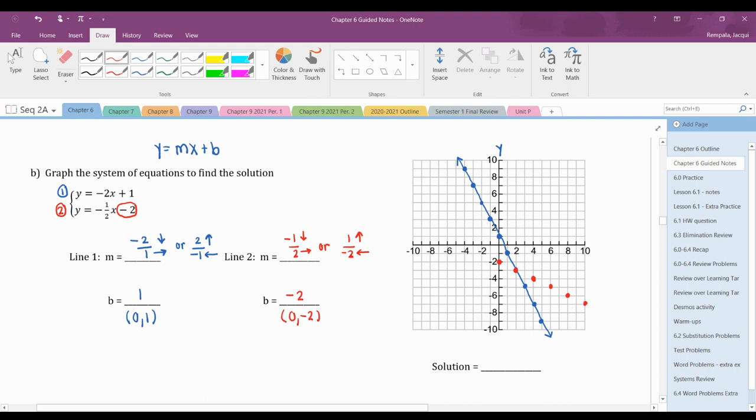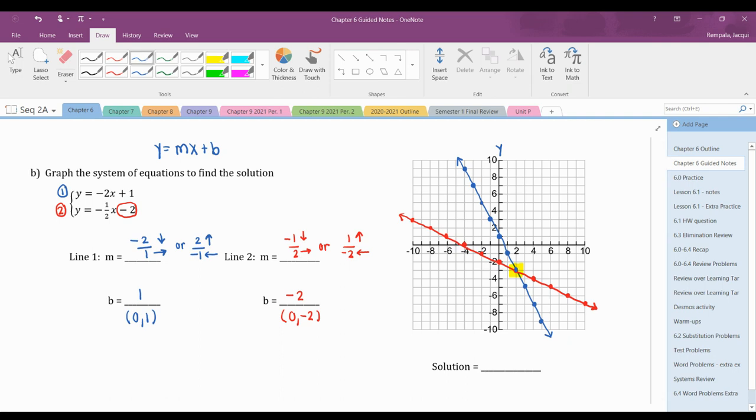If I use the second option where 1 is positive and 2 is negative, I would go 1 up and then 2 to the left. 1 up, 2 to the left. All right, and then I can connect all of those points to draw a nice straight line with arrows. And then my final answer is going to be where those two intersect.